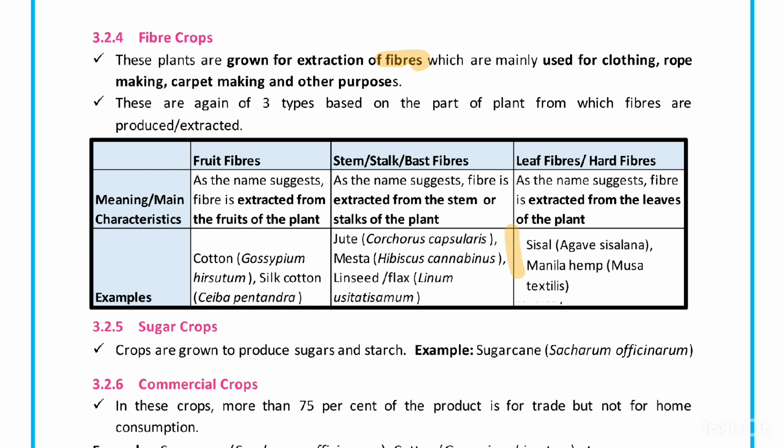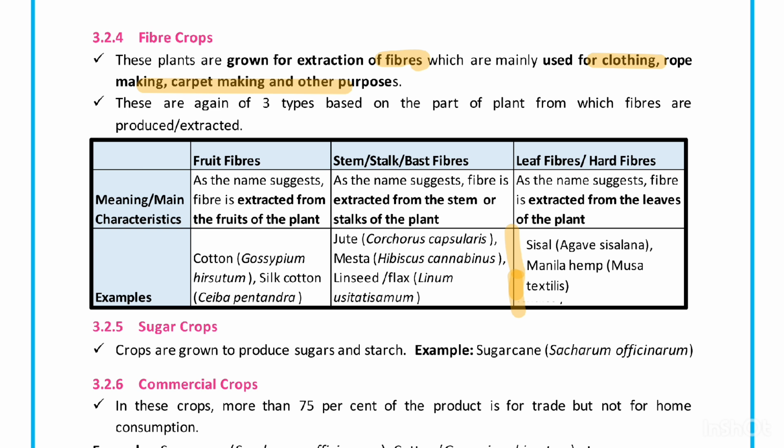The best examples of fiber crops are the cotton crop and the jute crop. Students, jute is another fiber crop, which is used for making ropes and bags. You might have seen jute bags. All these crops which are used for making fibers, ropes, and paper are called fiber crops.